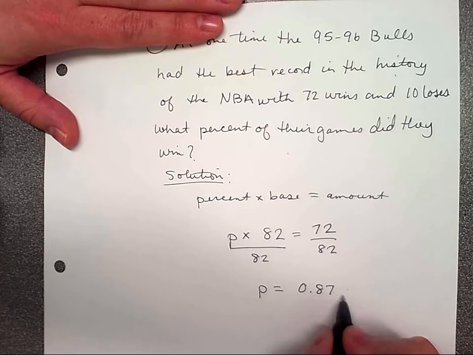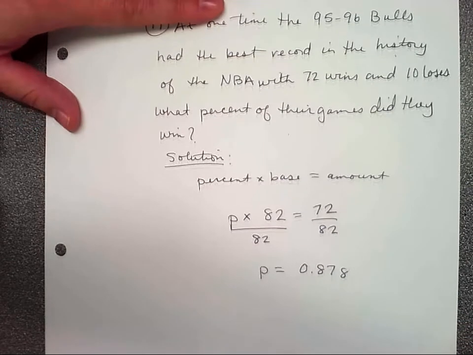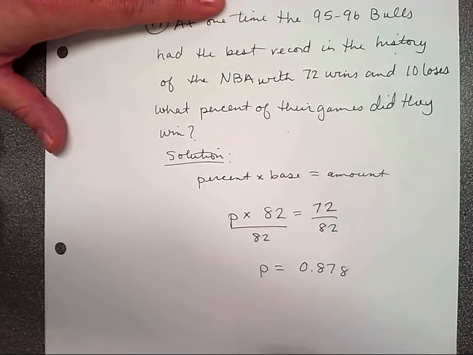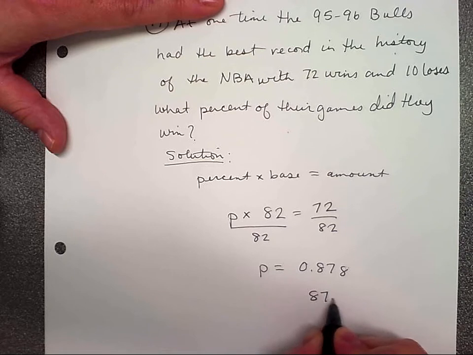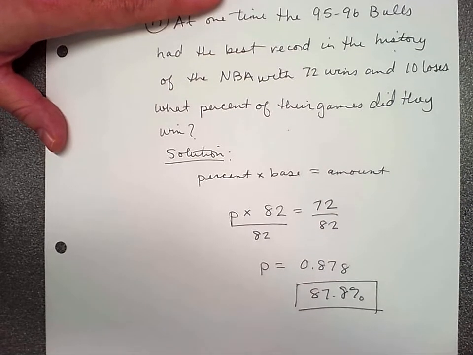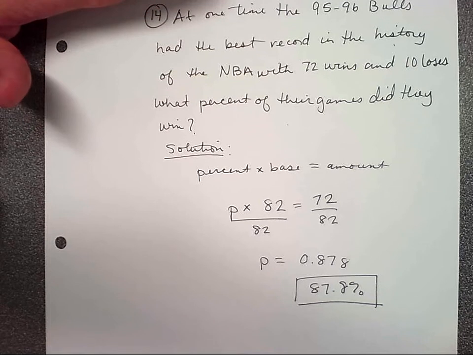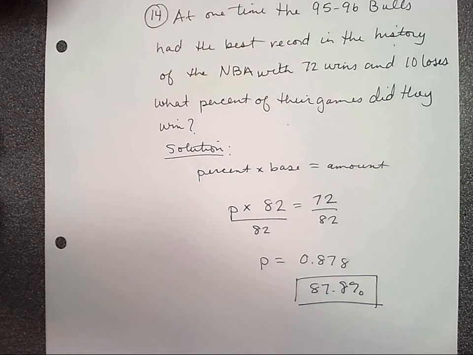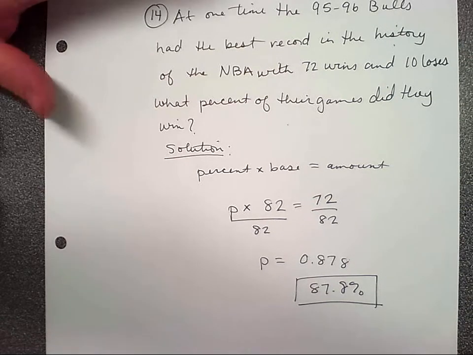So P equals 0.878. Did I answer the question? No, because that's a decimal. It's not telling me the percent. So it's 87.8%. Maybe this question is about sports, but maybe, Eli, you could talk about ticket sales: what percentage of tickets have been sold? Things like that.